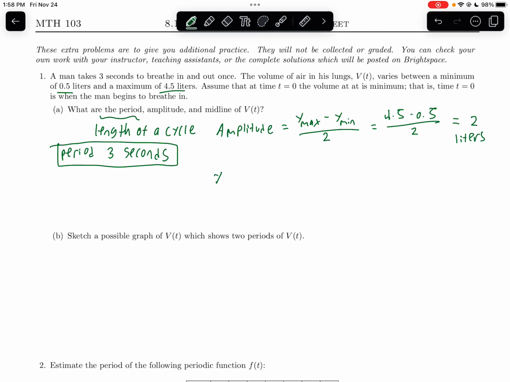And the midline is y equals the average between the max and the min. So y max plus y min divided by 2. And that is 4.5 plus 0.5 over 2. And that's 5/2, so 2.5. And this is an equation. It's a function. It's a horizontal line. So there are no units here, but you have to have y equals. It has to be a function. So y equals 2.5 for the midline.